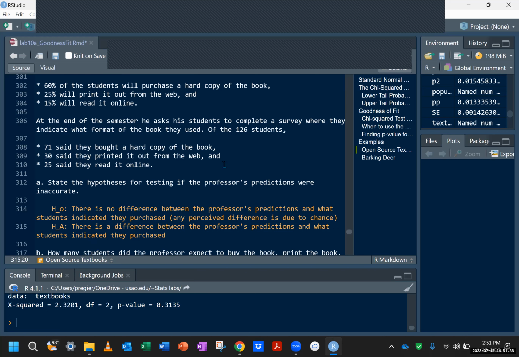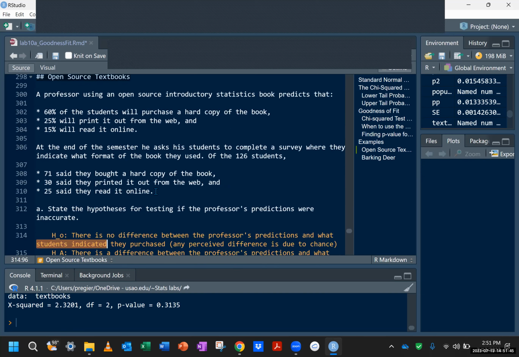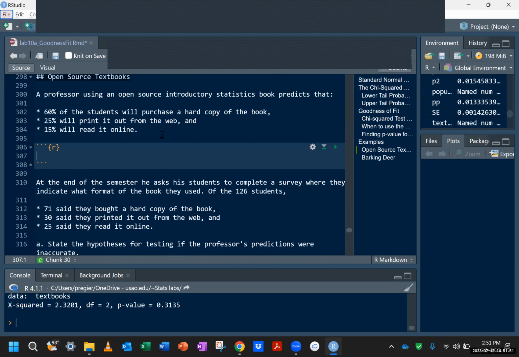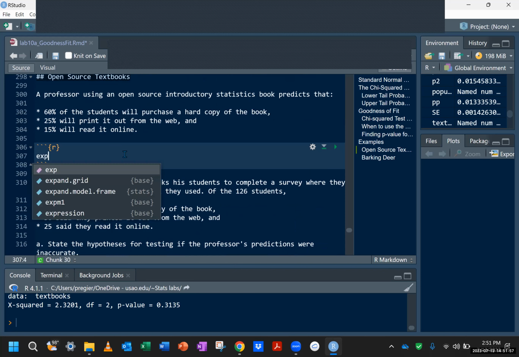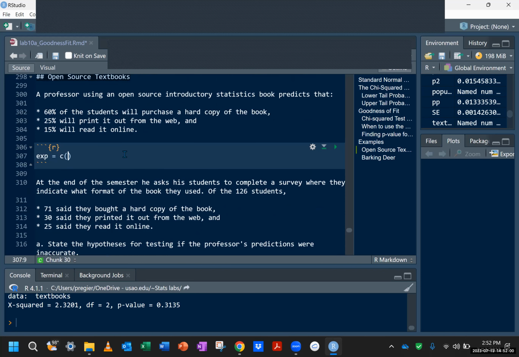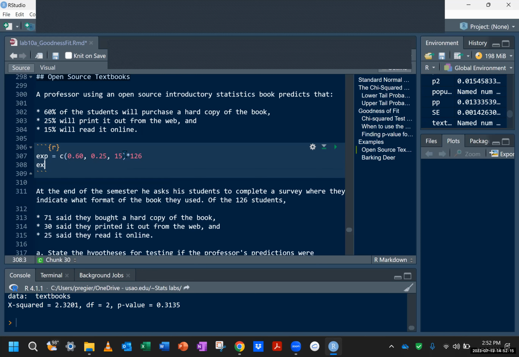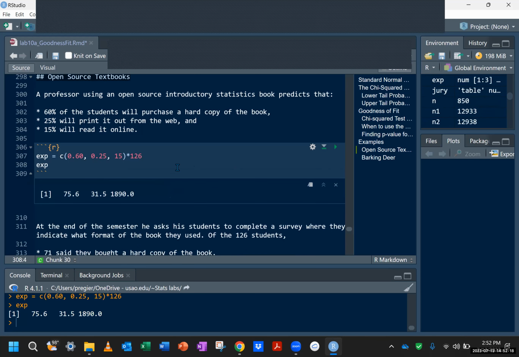Okay, here are my hypotheses. We're measuring professors' predictions versus what the students actually said they bought. And so let's put this into two tables. This prediction, I'm going to say this is what we expect. So this is going to be 60%, 25%, and 15% for the three categories. And I'm going to multiply this by 126 because there are 126 students total. So this is what he expects to find.